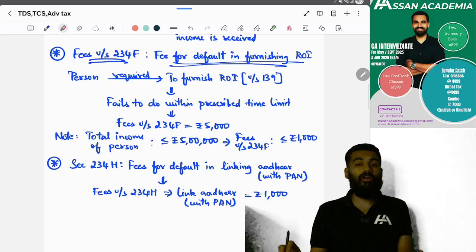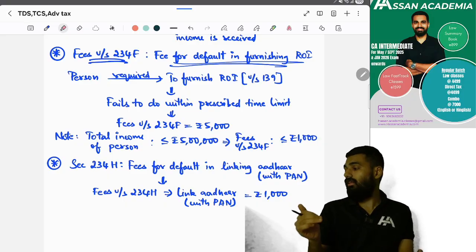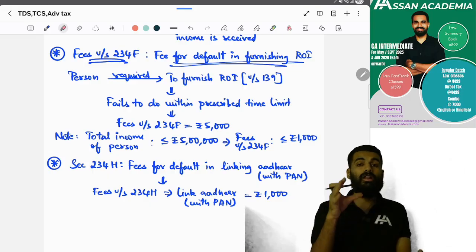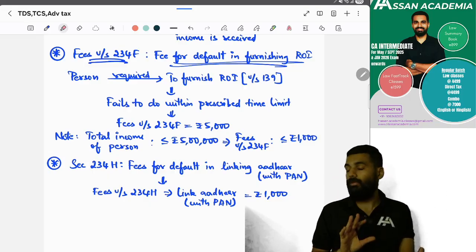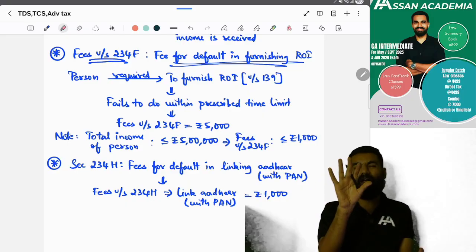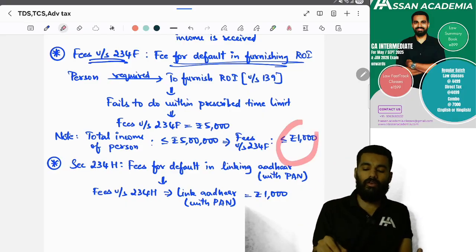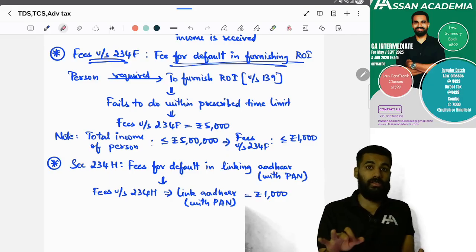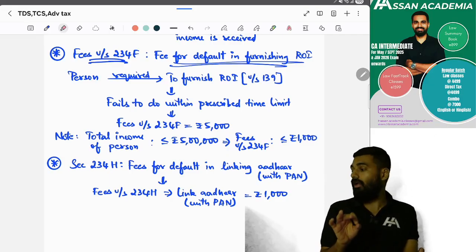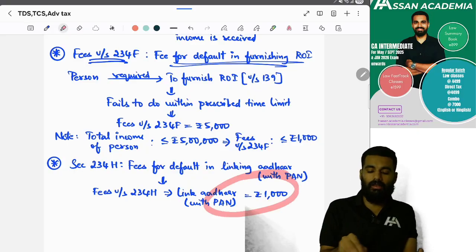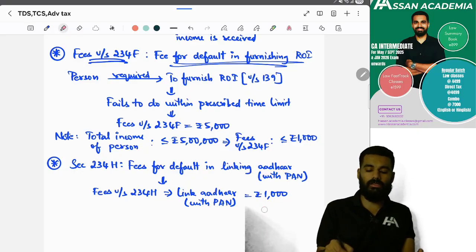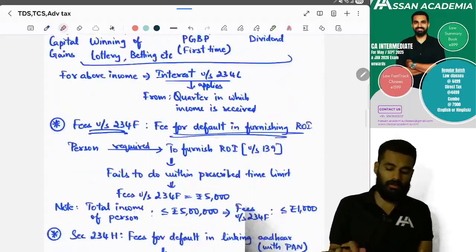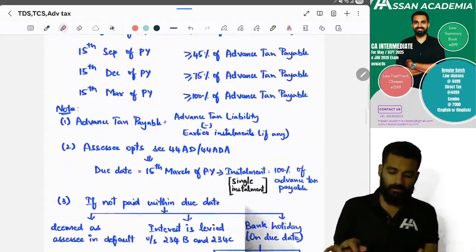Next, if you have not filed the return of income within the due date, then fees under section 234F of 5,000 rupees will be applicable. But if your turnover is up to 5 lakh rupees, then the fees will be 1,000 rupees. Yes or no? Yes. And if you have not linked PAN with the Aadhaar, then it will be 1,000 rupees. Fees under section 234H will get attracted.